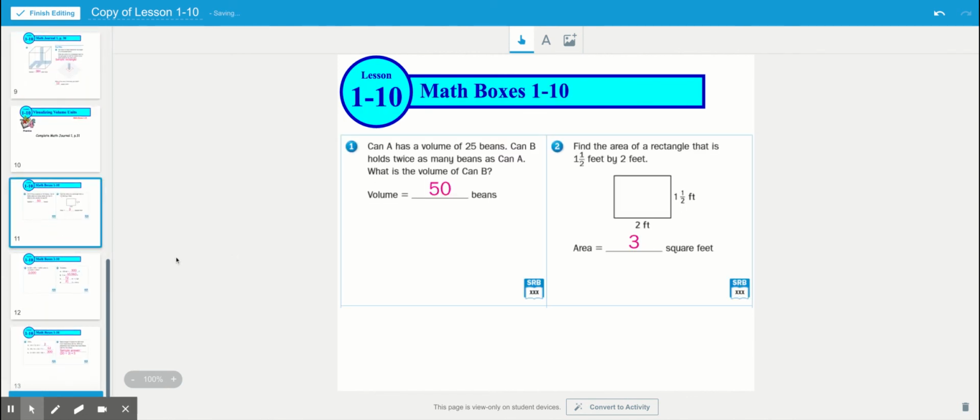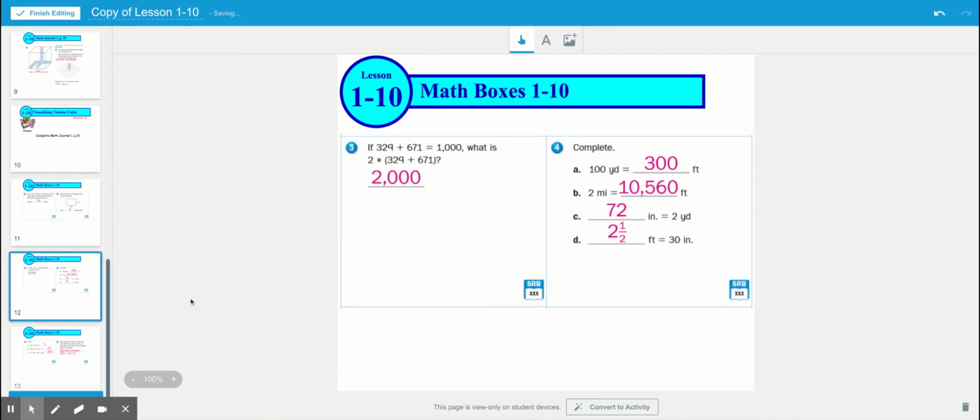Now, math boxes. Number 1, 50 beans. Number 2, 3 square feet. 3, 2,000. Number 4, A, 100 yards equals 300 feet. B, 2 miles equals 10,560 feet. C, 72 inches equals 2 yards. And D, 2.5 feet equals 30 inches.